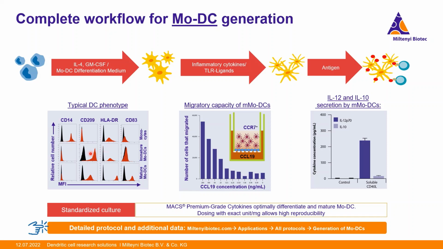This data shows the functionality of moDCs differentiated and matured using our cell culture solutions. These cells are able to increase the expression of activation markers during maturation. They are able to migrate in a transwell migration assay, and they are able to secrete cytokines such as IL-12 and IL-10 upon stimulation with ligands such as CD40 ligand. You can find the detailed protocols about moDC generation and additional details for downstream applications at this link on our website.